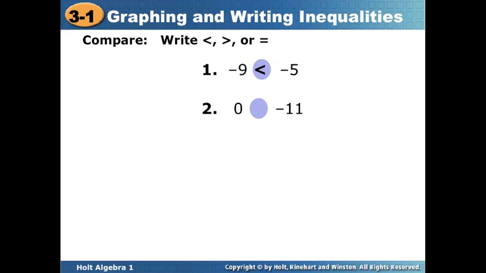Example number 2. We have 0 and -11. When you compare, you should pick that 0 is greater than -11.